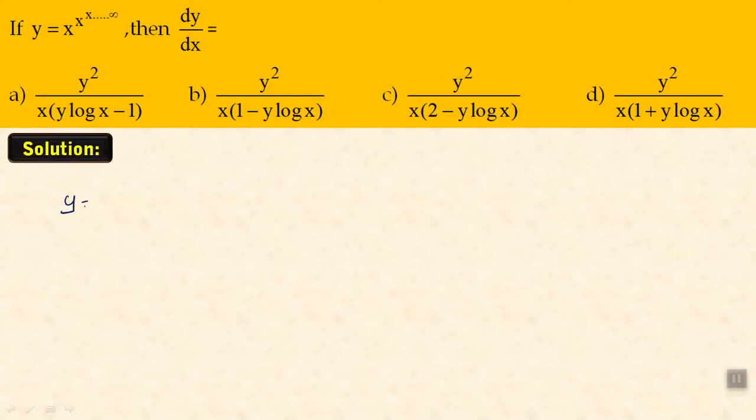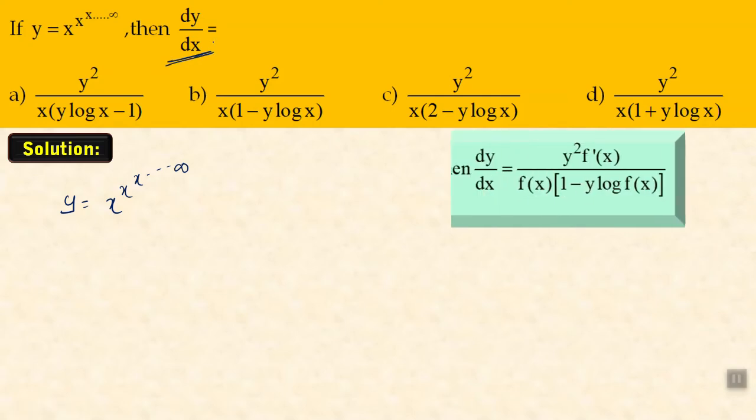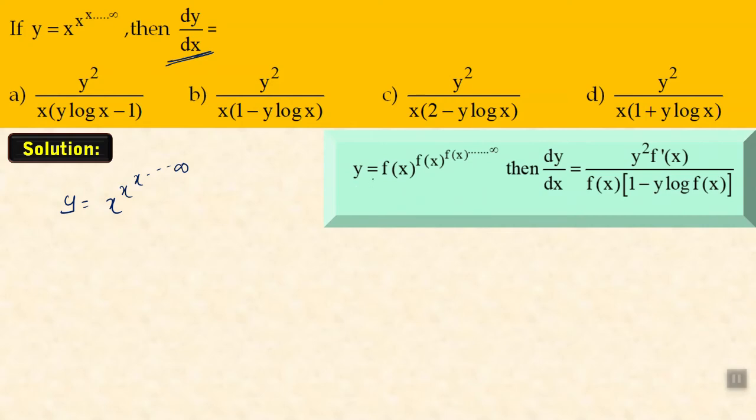Given y is equal to x power x power x power and so on infinity. Now we have to find dy by dx. Dear students, see the shortcut formula for this. If y is equal to f of x whole power f of x whole power f of x and so on infinity, then dy by dx is equal to y square into f dash of x divided by f of x into 1 minus y log f of x.